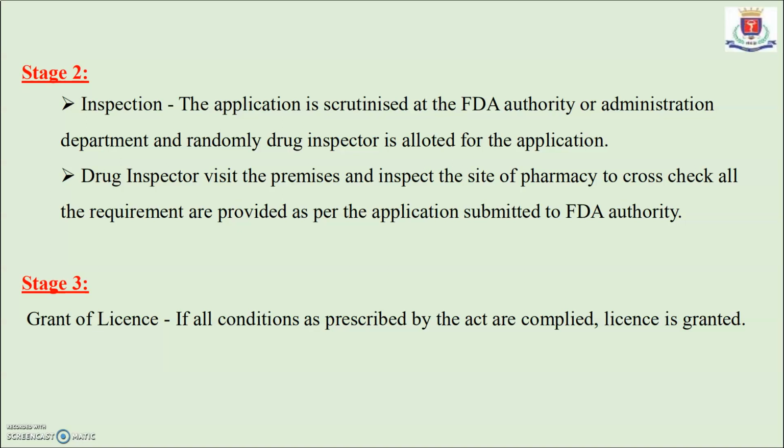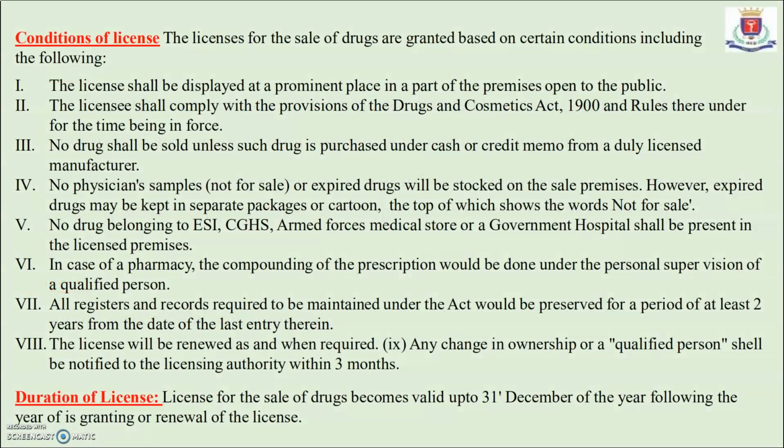Stage 3, grant of license. If all conditions prescribed by the Act are fulfilled, then the license is granted. Now, after the license is granted, what are the conditions of the license? The license for the sale of drugs is granted based on certain conditions, including the following.